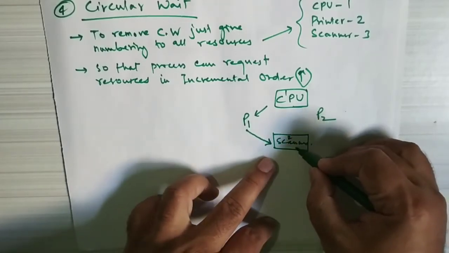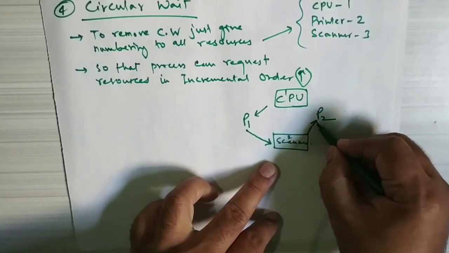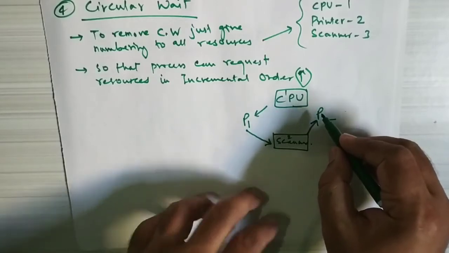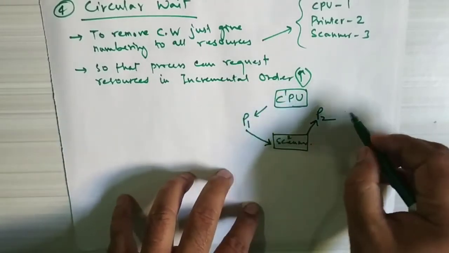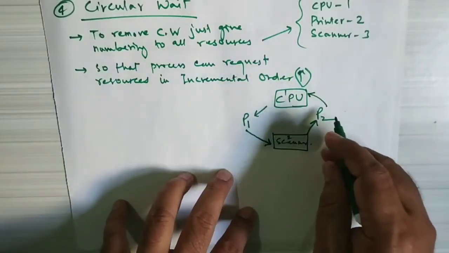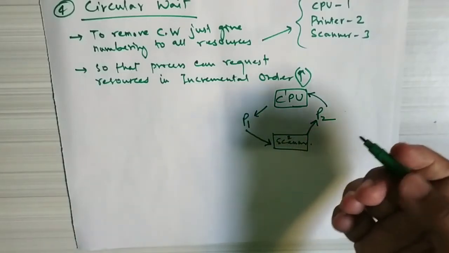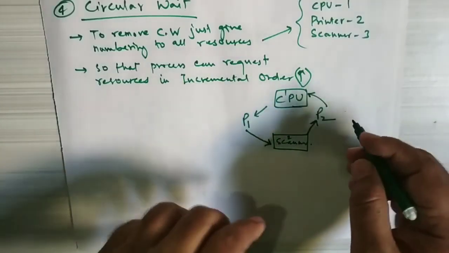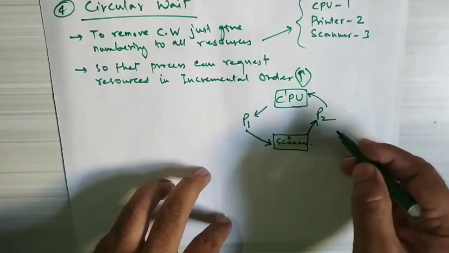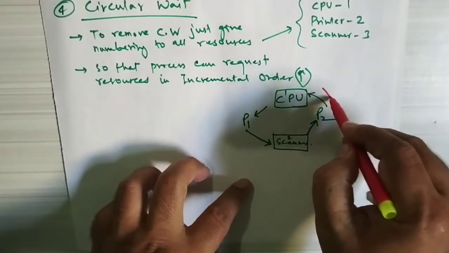P2, for example, this scanner is already held by process 2. Now process 2 wants access to the CPU, for example this one. If it asks for the CPU, then we will not allow it, because of this the circular wait condition may become true, and the system will go into deadlock. We don't want this condition to be true, so we have to make it false.